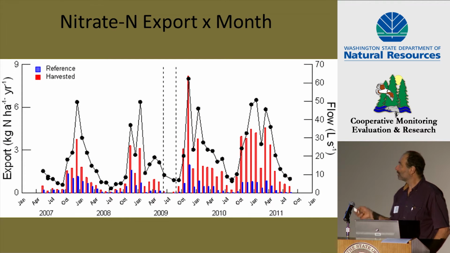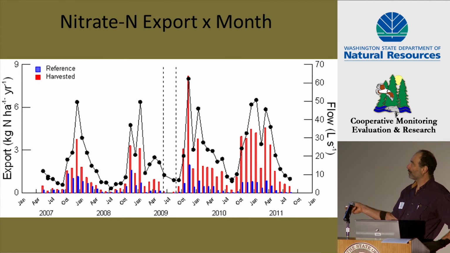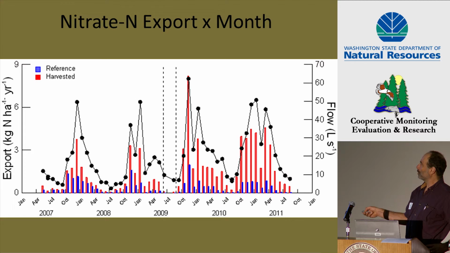So looking at timing of this shows the harvested basins, these bars. The red is the harvested basin. Export, this is a pre-harvest period to the left of this dashed line. References in blue. I think the thing to focus on is the difference between these. So in this case, the harvested basin was slightly higher than the reference basin pre-harvest, except during extreme flow events. Sometimes it'd be much higher. You go to post-harvest, and pretty much across any flow event, the harvested basin's exporting a lot more nitrogen.